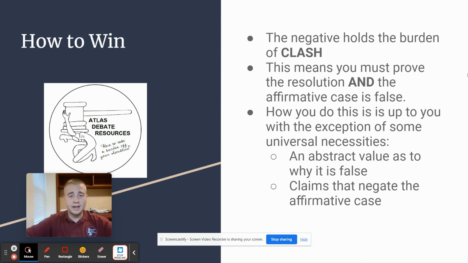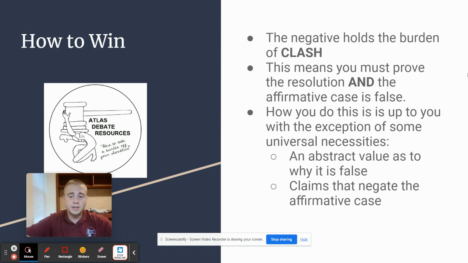Again, just like the affirmative, how you do this is up to you with the exception of some universal necessities. The first is, just like affirmative, an abstract value as to why it is false. I say that the affirmative is incorrect, the resolution is incorrect because I value this. I say private space travel is not the future of human expansion because I value individual rights.